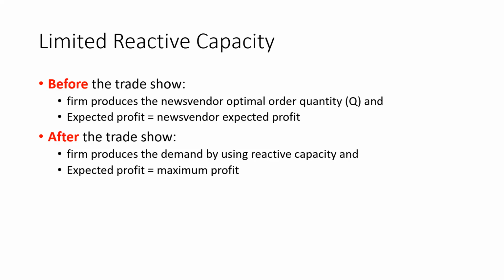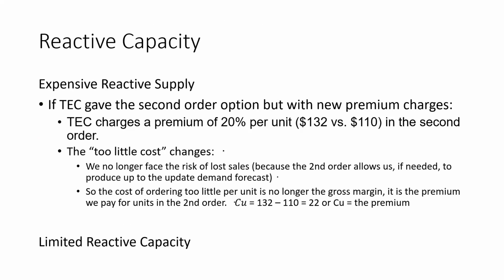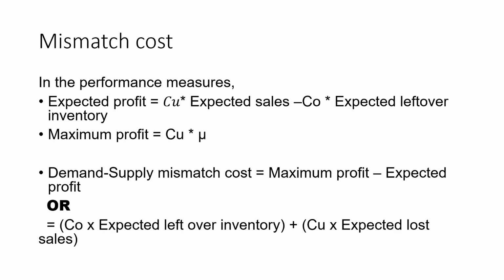After the trade show, the firm produced to demand by using reactive capacity, and the expected profit is equal to the maximum profit. Remember how we calculate the maximum profit? The maximum profit is equal to CU times mu. The newsvendor expected profit is equal to CU times the expected sales minus CO times the expected level of inventory.